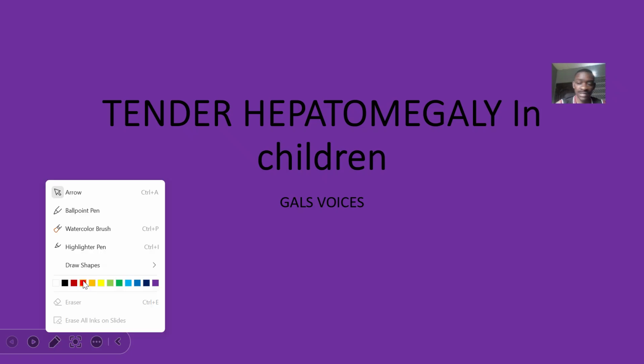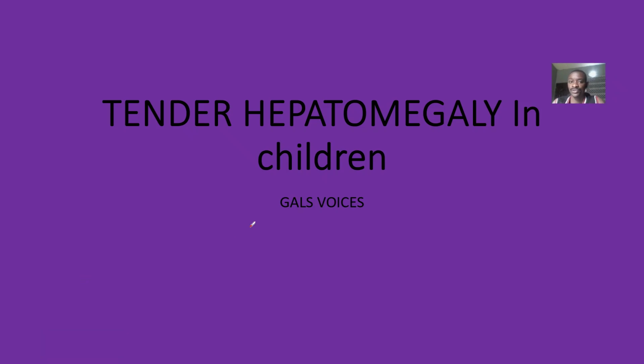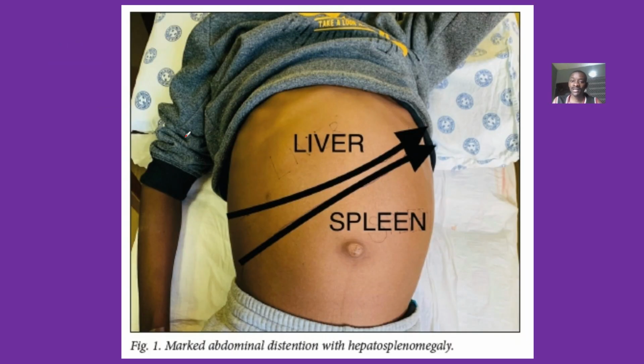So we look at another complication, this one is a complication of the liver, right? Hepatocytes, cells of the liver. Tender means something is, if you touch it, the person feels so much discomfort by you touching it. Megaly is something that is big. Okay, tender hepatomegaly in children. So let's quickly look at it.